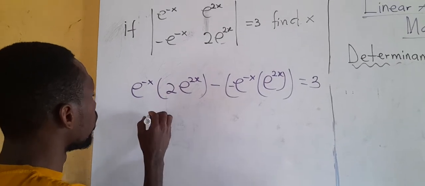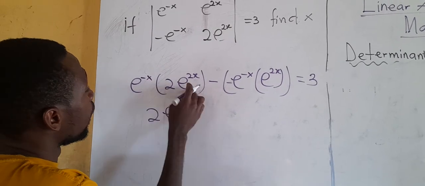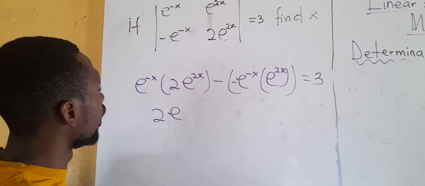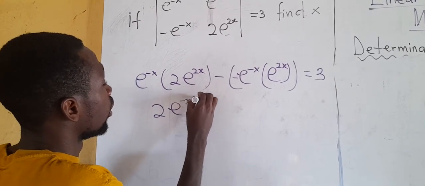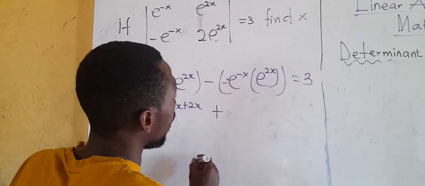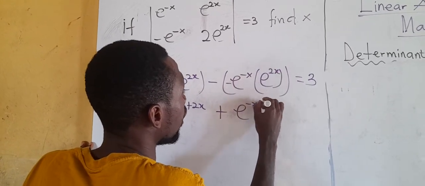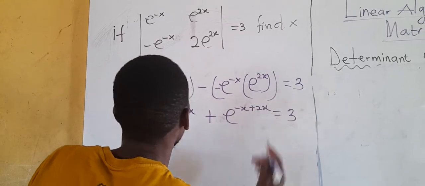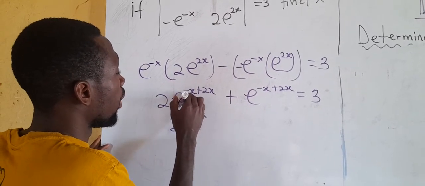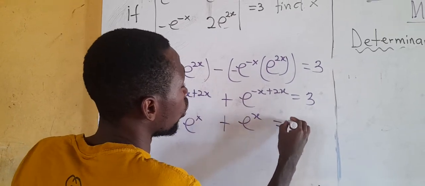Indices are very, very important. The law of indices says that when two indices are multiplying and the bases are the same, just add the exponents. So we get negative x plus 2x. I hope you get that. This will become plus. Remember, minus minus will be plus. Very, very important. We get e exponent negative x again plus 2x. It will be equal to 3. Now let's simplify. What do we have here? We have 2 e exponent x, since negative x plus 2x will be x, plus the same here, e exponent x, is equal to 3.